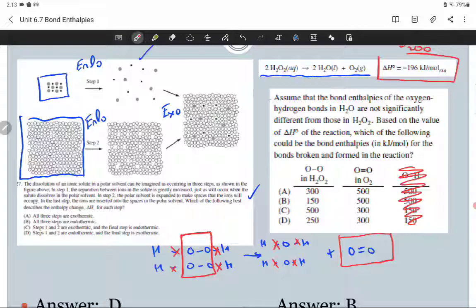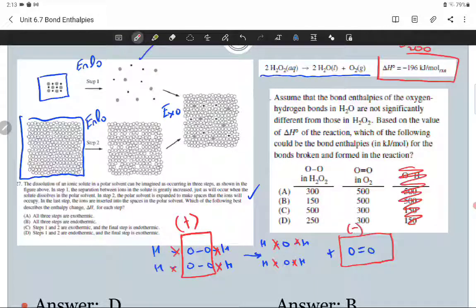Which of the following could be the bond enthalpies for the bonds broken and bonds formed? So remember that these are going to be positive values and these are going to be negative values. So I guess we could do a process of elimination.